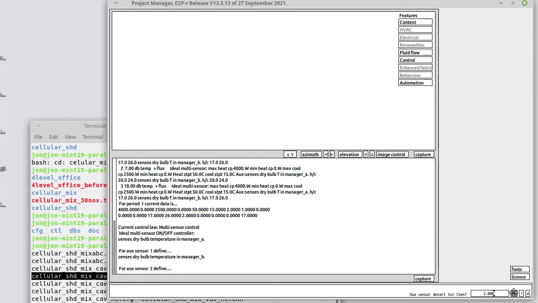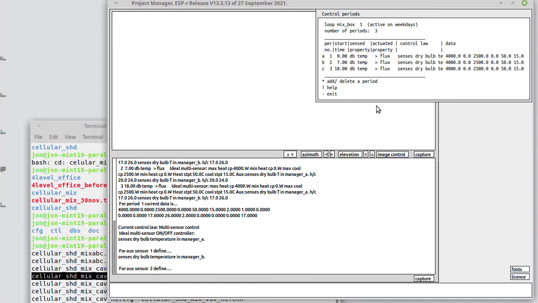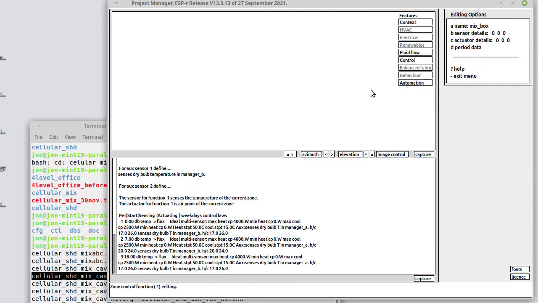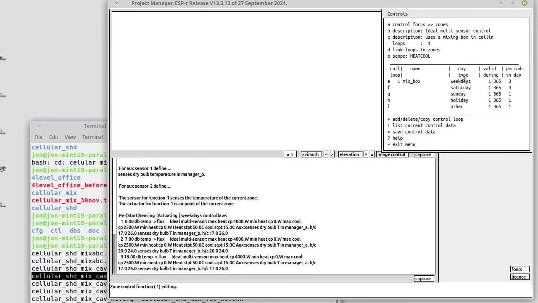Now, the first period in the day is unoccupied, so it's got a broader range of temperatures. Same thing for the other office. So that we've got three periods there. So let's exit from this control.